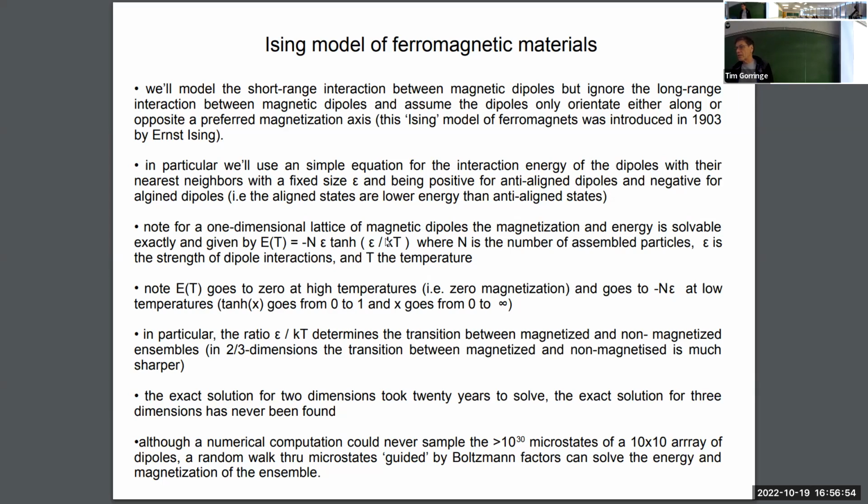Okay, the last thing I wanted to say: the one-dimensional case is analytically exactly solvable. The two-dimensional case was solved after 20 years, so that's exactly solvable. The three-dimensional case, as far as I know, has never been solved. So for the Ising model, it has never been solved exactly.